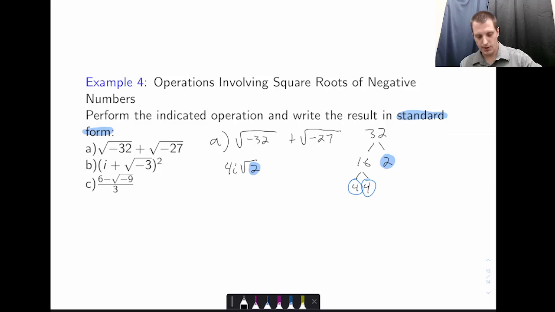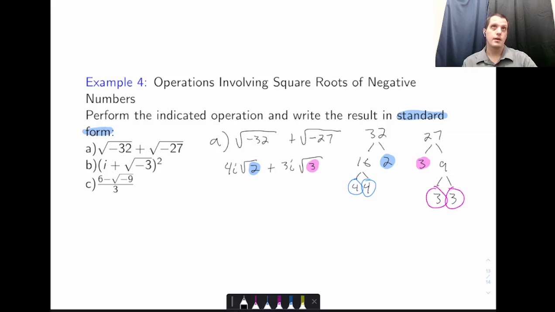All right, and then plus, well, what's 27? 27 is a 3 times a 9, which is a 3 times a 3. Okay, so here, once again, we're going to get stuck with a 3 on the inside of the square root. But we can take out a 3 because we have two of them, so we're going to have a plus 3i. And I would say that's it.